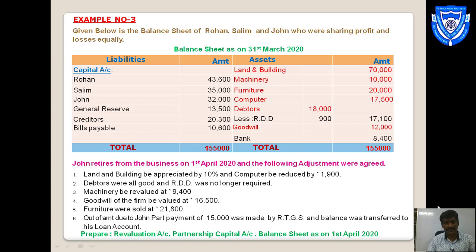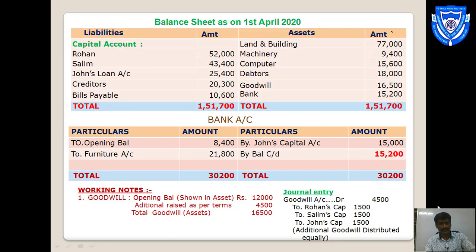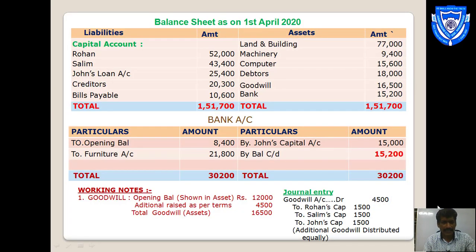So we can pass one entry by John's capital account debit to bank account. You can see here John's capital account is debited by 15,000 and bank account is credited by rupees 15,000. You can see the bank account also because it is paid by RTGS. Cheque is issued. And now we have considered all the adjustments here along with liabilities and assets.